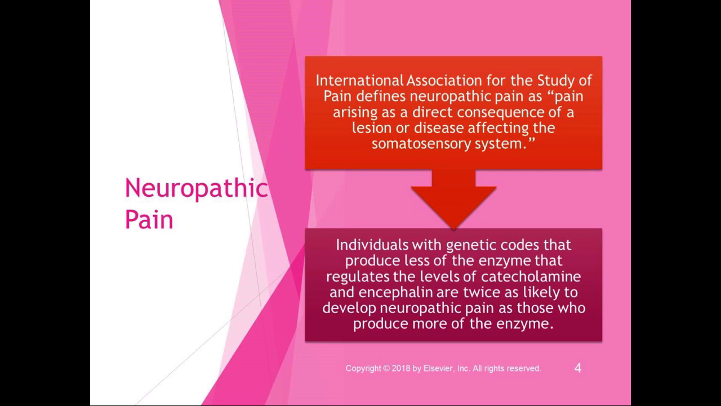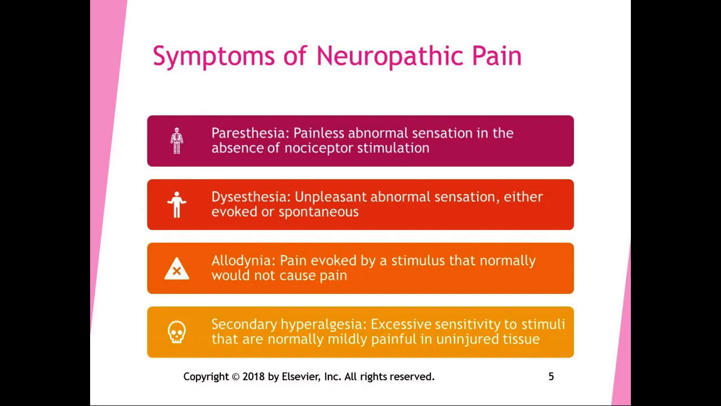So interestingly enough, there can be a genetic component to chronic pain. So people with genetic codes that produce less of the enzyme that regulates the levels of catecholamine and enkephalin are twice as likely to develop neuropathic pain as those who produce more of the enzyme. So there are some factors that are out of our control.